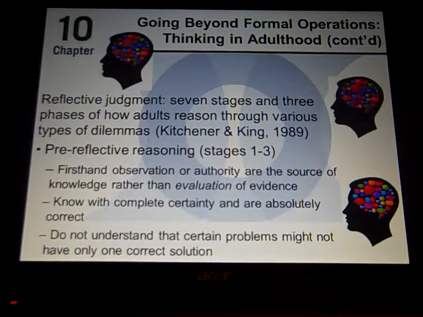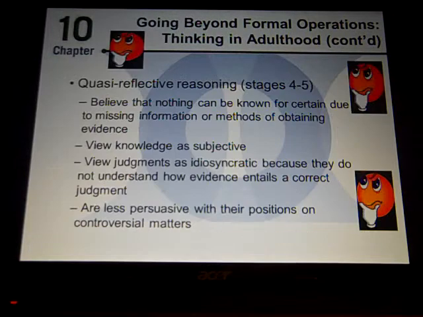Reflective judgment. There are 7 stages and 3 phases of how adults reason through various types of dilemmas. The first one is pre-reflective reasoning. First-hand observation or authority are the source of knowledge rather than just evaluation of evidence. They know with complete certainty, and they're absolutely correct. They do not understand that certain problems might not have only one correct solution.